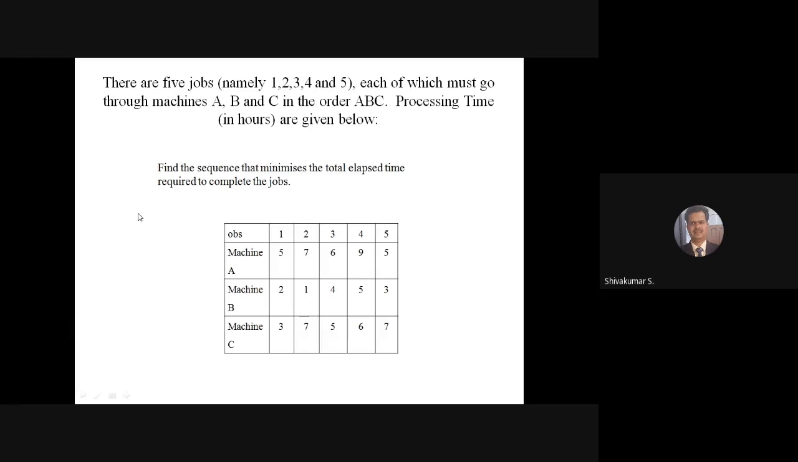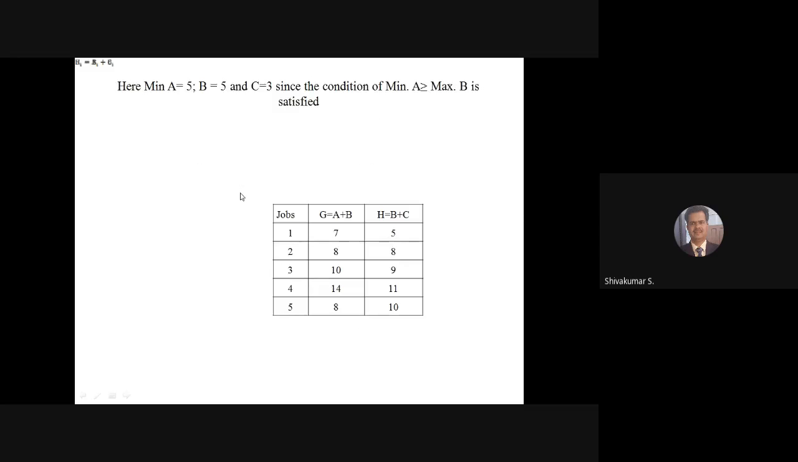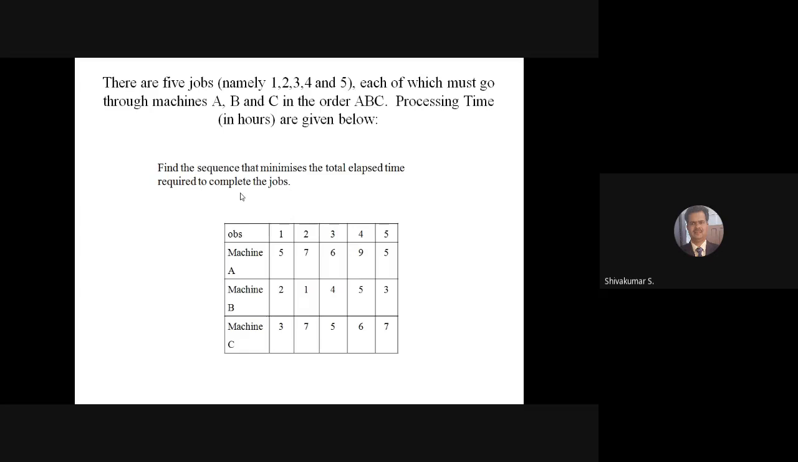Now, take the problem. There are 5 jobs, namely 1, 2, 3, 4, and 5, each of which must go through machines A, B, C in the order A, B, C. Processing times in hours are given below. Find the sequence that minimizes the total elapsed time required to complete the jobs, and also find the idle time for machines B and C. I forgot to say that right here.